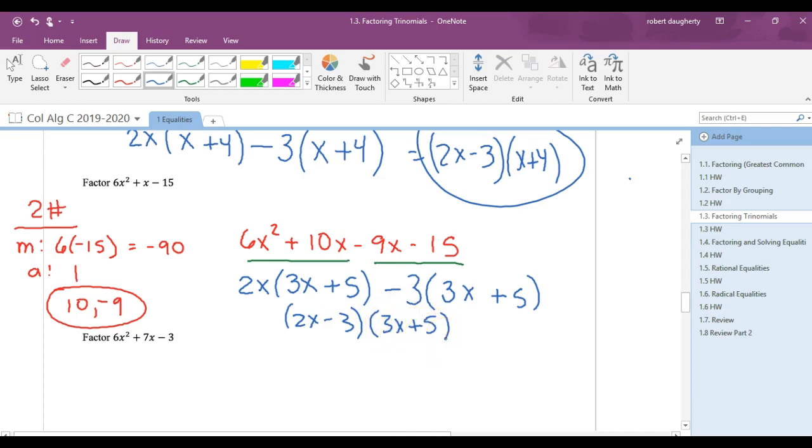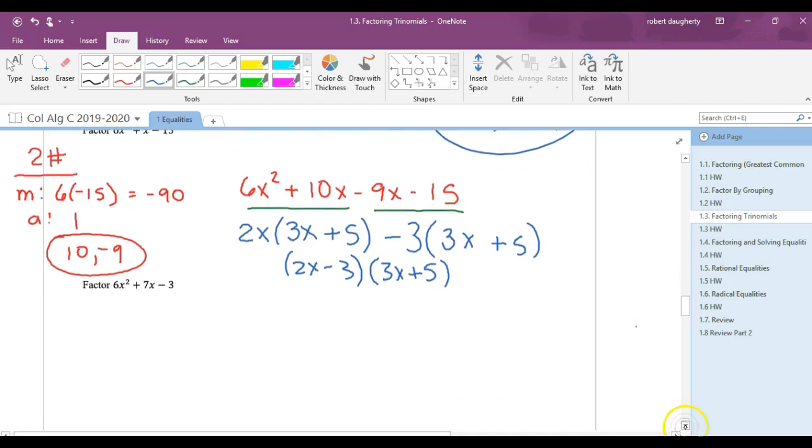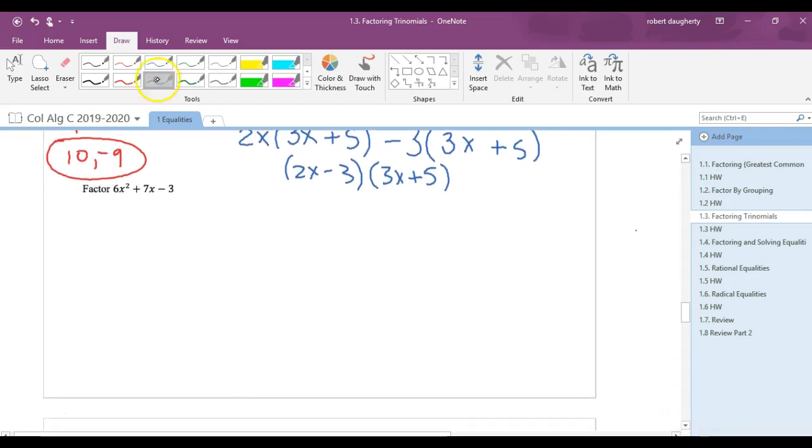Okay. So this is a little bit harder, but you're still doing a similar process: finding two numbers that match your conditions, and then it turns into a grouping problem. Looking at this one, I need two numbers that do what? Two numbers that multiply to negative 18 and add to 7. What numbers do that?